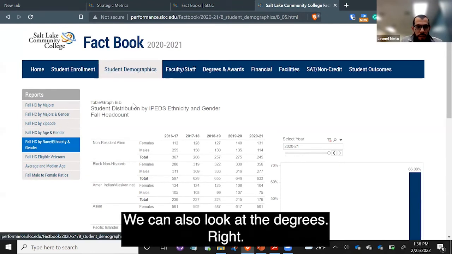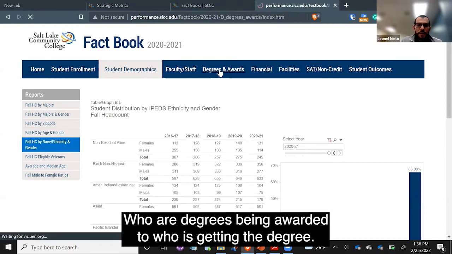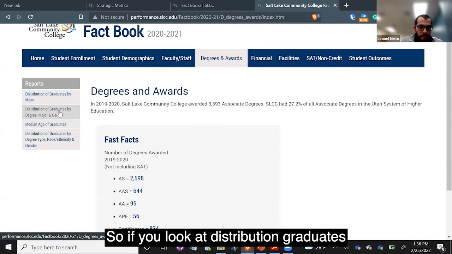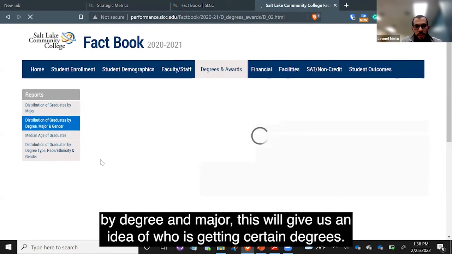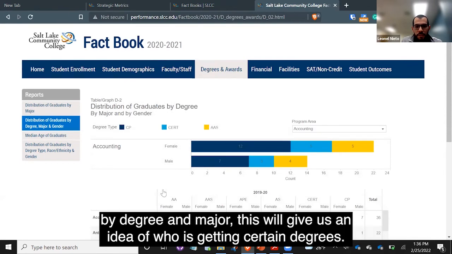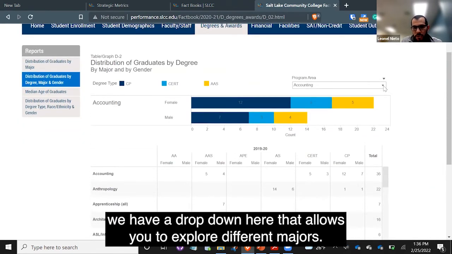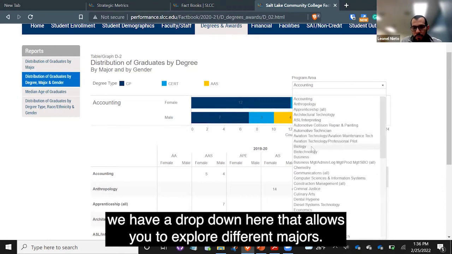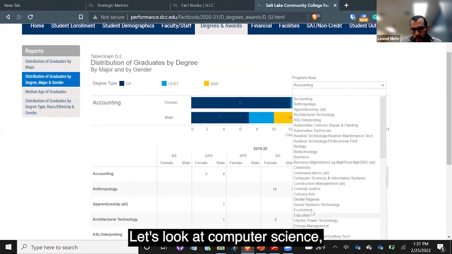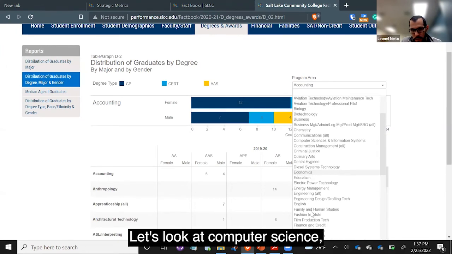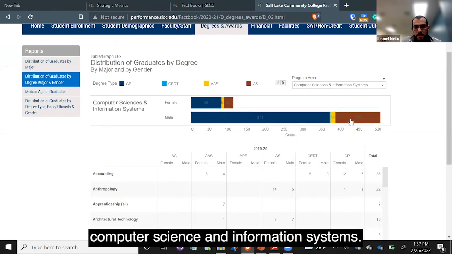We can also look at the degrees, right? Who are degrees being awarded to? Who is getting the degrees? So if you look at distribution of graduates by degree and major, this will give us an idea of who is getting certain degrees, right? So for example, if we look at accounting, we have a drop down here that allows you to explore different majors. Let's look at computer sciences and engineering. Computer sciences and information systems.